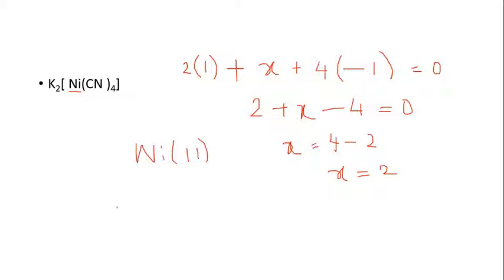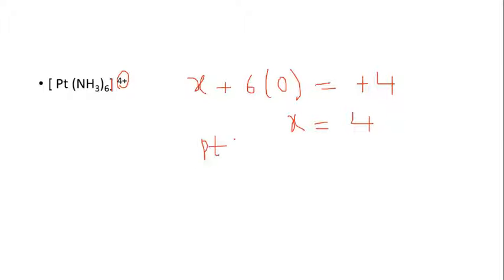Now coming to coordination number, there are 4 cyanide ligands which are attached to the nickel central metal. And each of the cyanide is a monodentate ligand. So mono means 1, so 1 into, because there are 4 ligands present, into 4. So coordination number is 4.